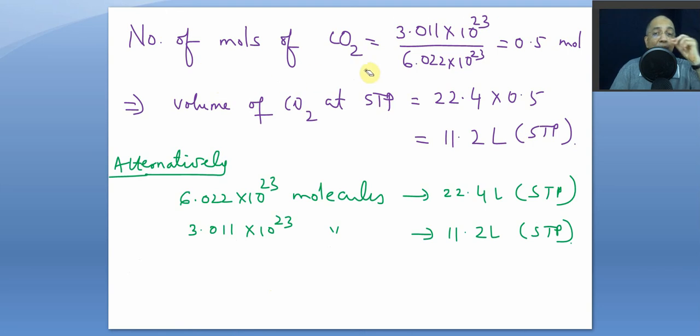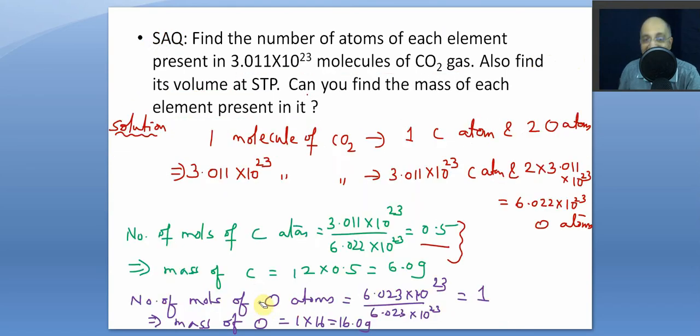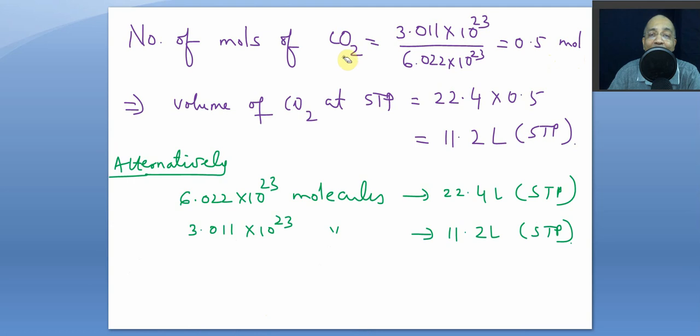Or the number of moles of the molecules is 0.5. You can find out the volume from the number of moles. Here we found the volume from molecules. Here I have found the volume from the number of moles. I found the number of moles of molecules first, because volume is found from moles of molecules. 0.5 into 22.4, or directly from molecules.